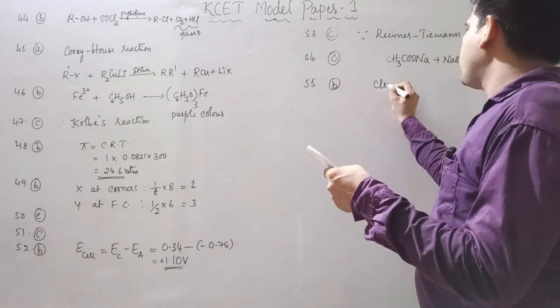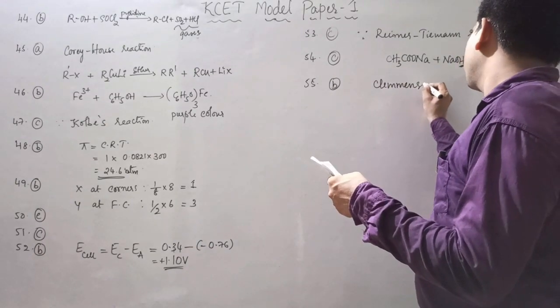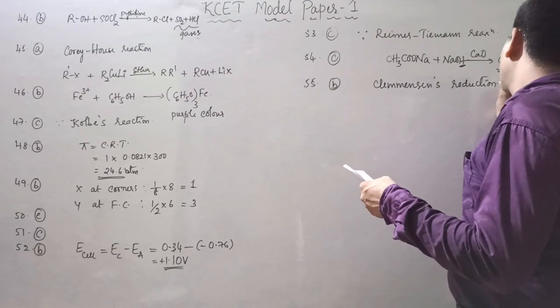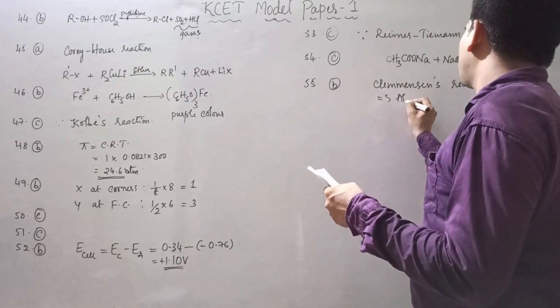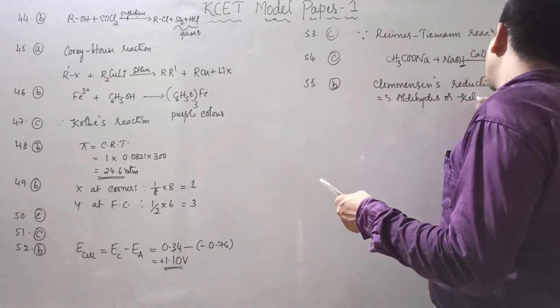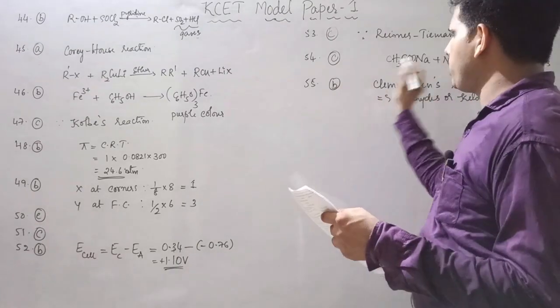Right, you write there Clemmensen's reduction. So that implies aldehydes or ketones. No other class of compounds will undergo Clemmensen's reduction.